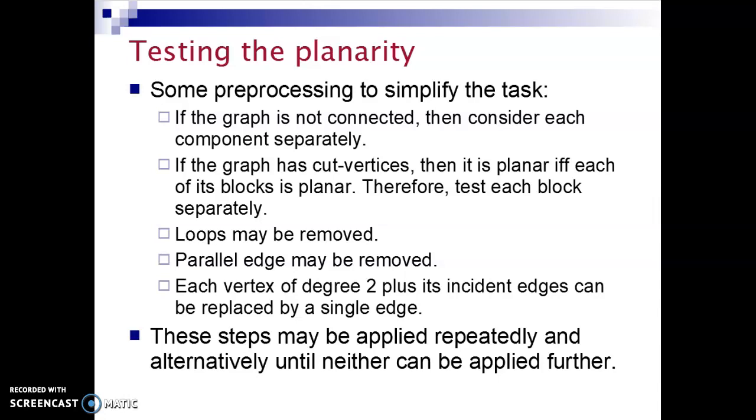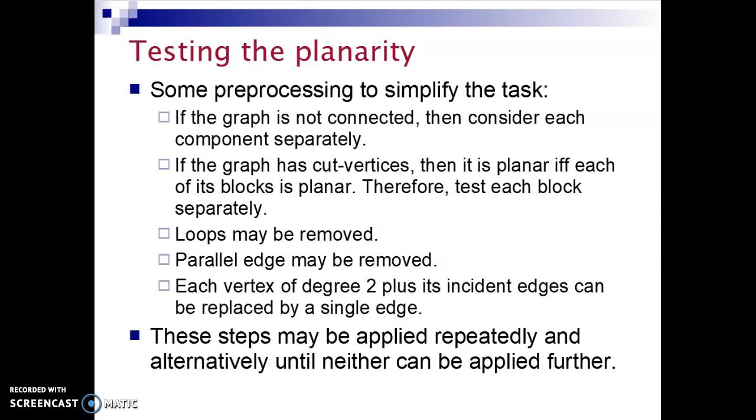Let's continue with the planarity testing. Before applying any algorithms, we can use some pre-processing to simplify the task. For example, if the graph is not connected, then we can consider each component separately. If the graph has cut vertices, then this graph would be planar if and only if each of its blocks is planar.